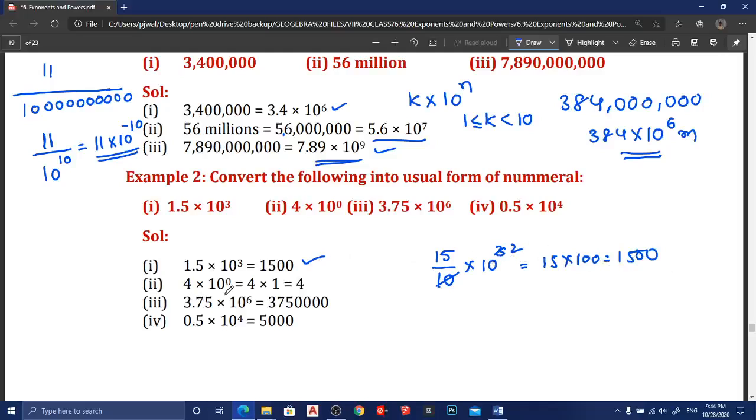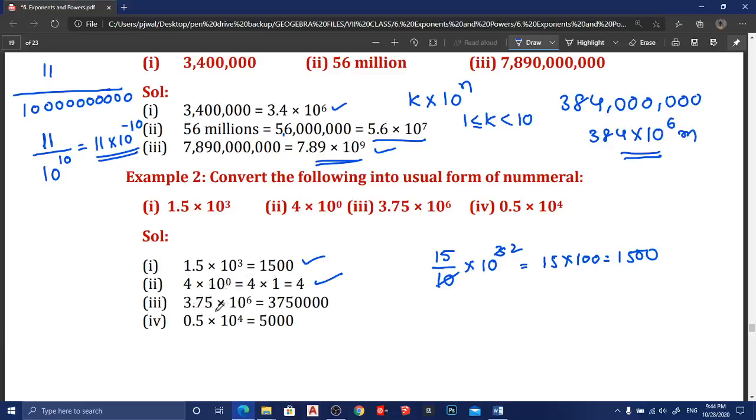Next, 4 into 10 to the power of 0. Here anything to the power of 0 is 1. 4 ones are 4 only. If a single digit is there, you can write it in the standard form like this: 4 into 10 to the power of 0, or if 9 is there, 9 into 10 to the power of 0, like that.